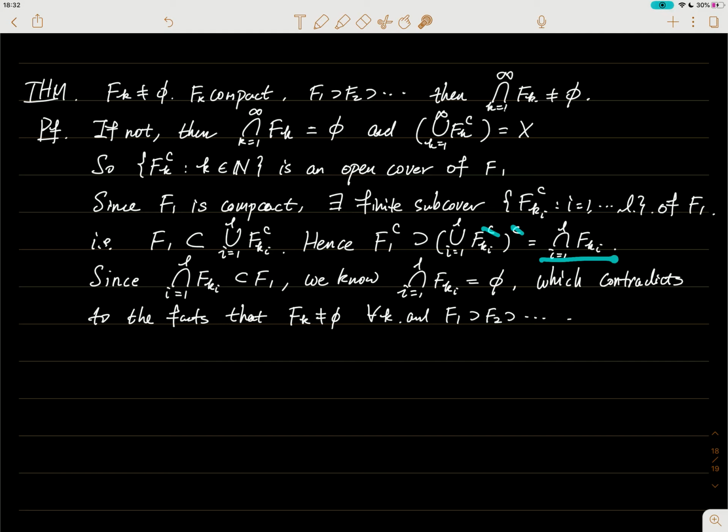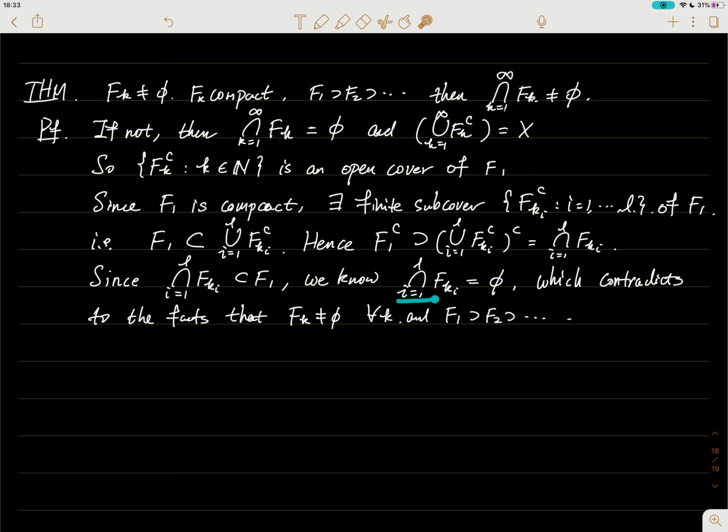So now, up to this point, you can see that this intersection of finitely many sets in my sequence belongs to F1 complement. At the same time, they will also belong to F1 because, remember, F1 is the largest set and the other ones will be just smaller and smaller. So the intersection of them will still be in F1. So this is in F1 complement and also in F1. Then this can only be the empty set. And if this is the empty set, then we get a contradiction.